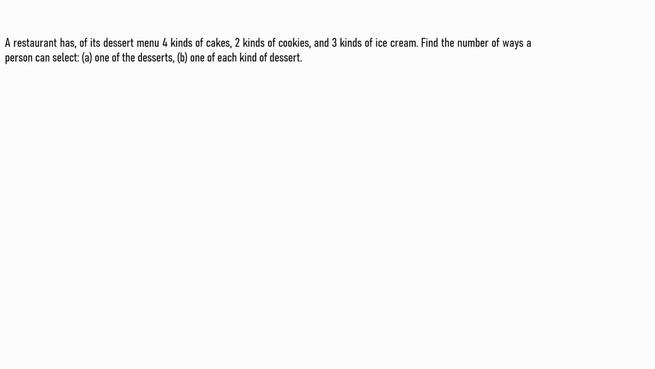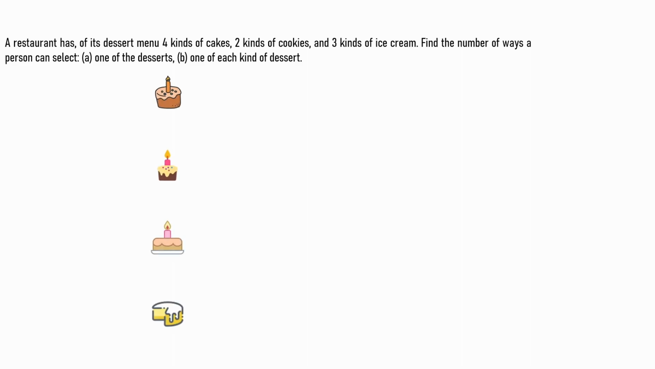So first problem, a restaurant has on its dessert menu 4 kinds of cakes, 2 kinds of cookies, and 3 kinds of ice cream. Find the number of ways a person can select, una, one of the desserts, and then isa pa, for B, one of each kind of dessert.